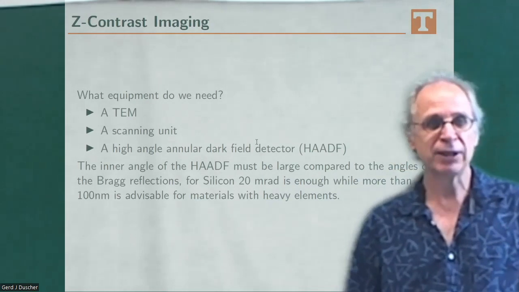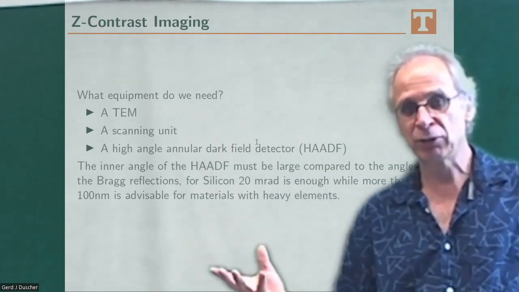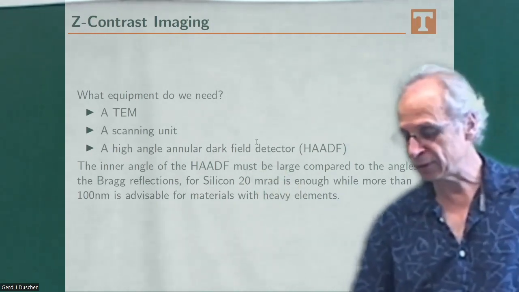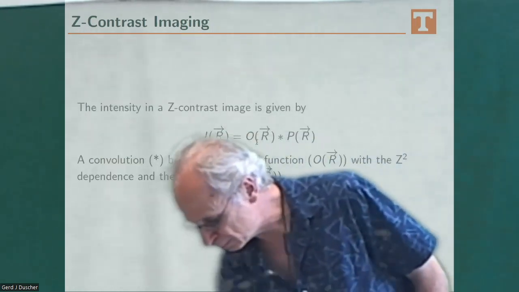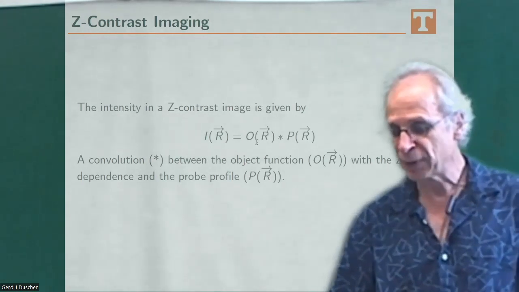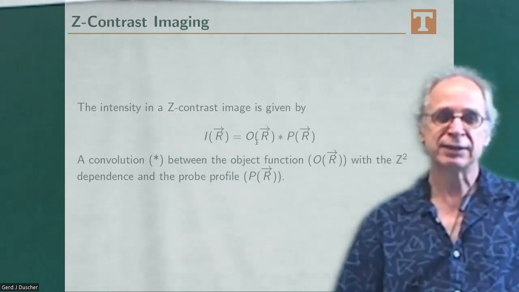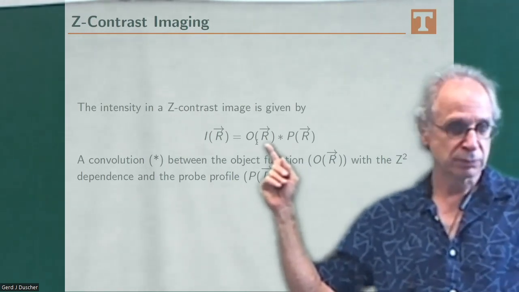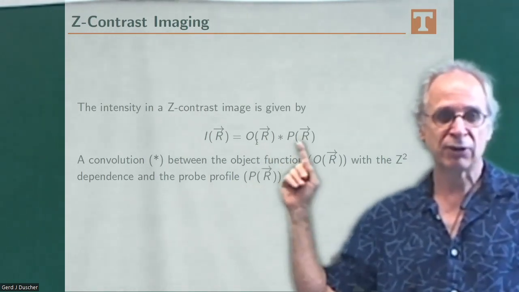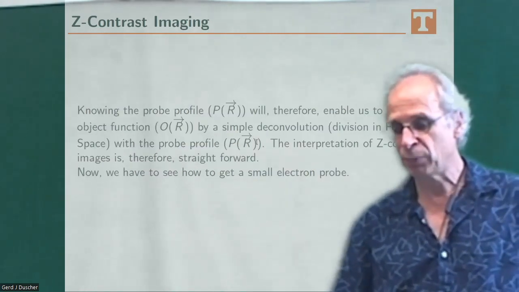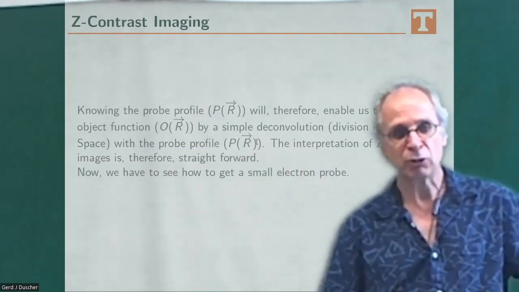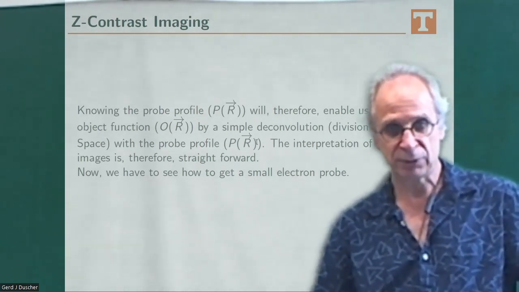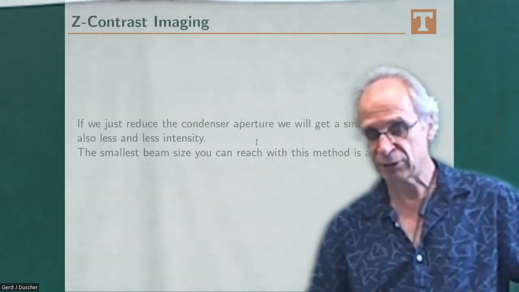So what do we need? We need a TEM, we need a scanning unit to move the beam, and we need a high angle annular dark field detector. Are we in time? Okay, so we have to move on here. So our intensity is then in a high angle dark field detector, the object function, and then it's convolved with our probe. And if we know the probe file, we can already do a lot of our image interpretation in Z contrast image.